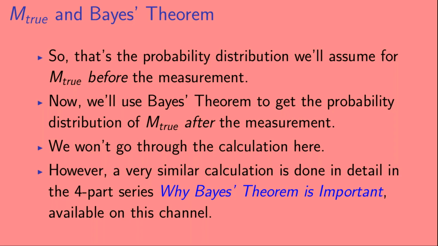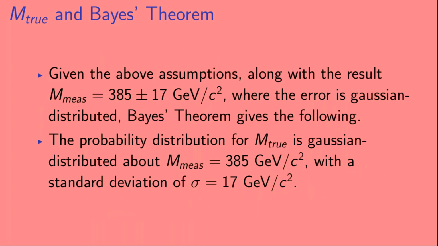Now we'll use Bayes' theorem to get the probability distribution of M true after the measurement. We won't go through the calculation here. However, a very similar calculation is done in detail in the 4-part series Why Bayes' Theorem is Important, available on this channel. So, given the above assumptions, along with the result that M measured equals 385 plus or minus 17 GeV/c², where the error is Gaussian distributed, Bayes' theorem gives the following.